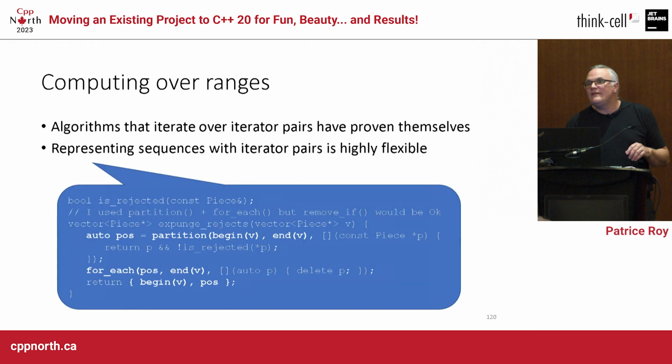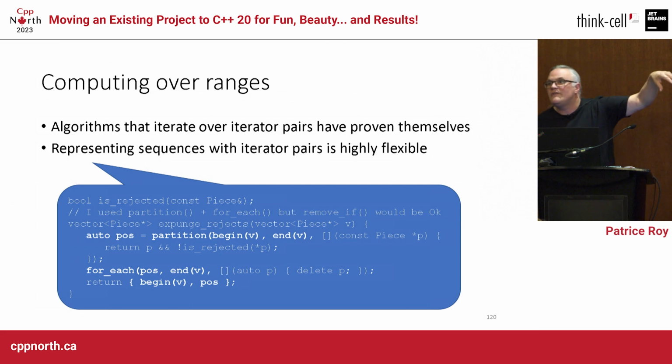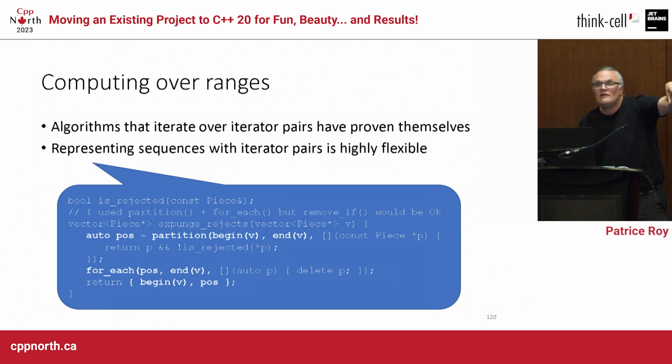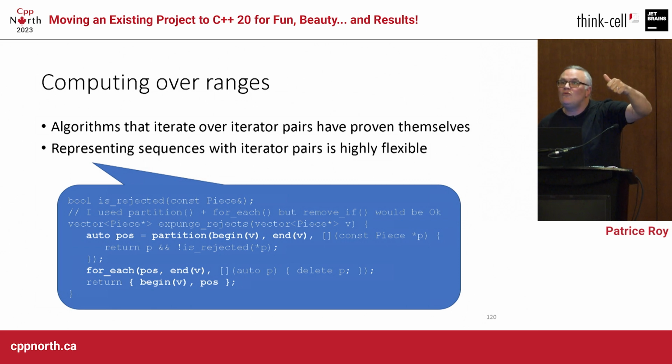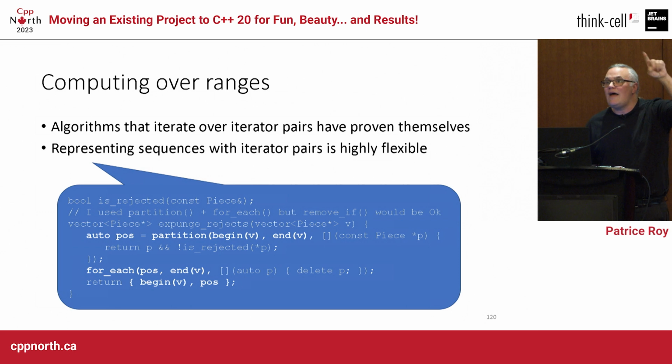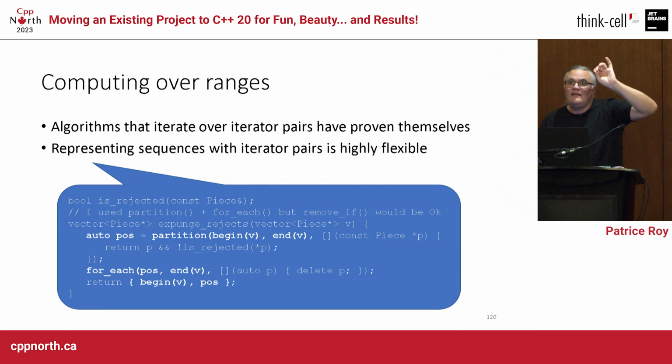I took this example that I sometimes use with people who say, well, do I really need that? If you look at this one closely, it's expunging rejects from a vector of pointers to pieces. It could be complicated. It could be inefficient. But what do I do? I partition. So I put the good ones up front and the bad ones at the back. I'm getting a pivot there, which tells me where the first bad one is. Then I delete the bad ones and I keep the good ones. It's just raw pointers. It's very safe, very efficient. It's 3 lines of code.